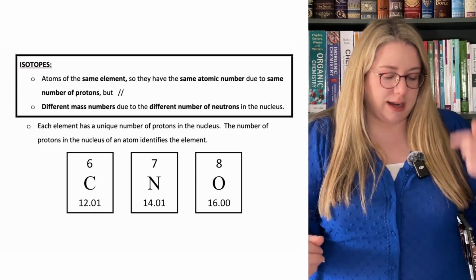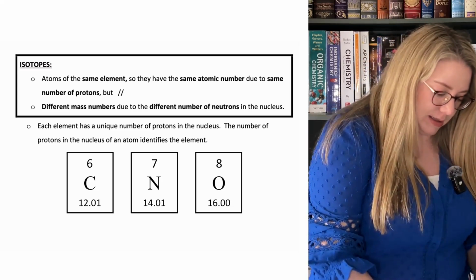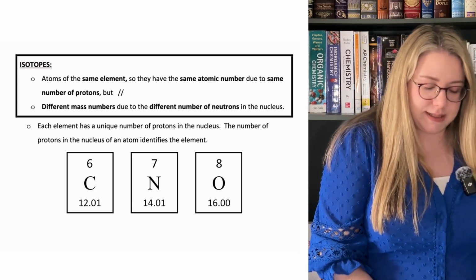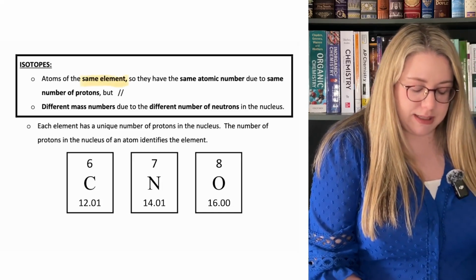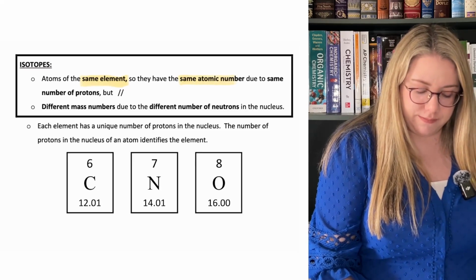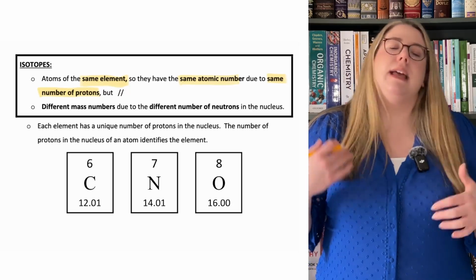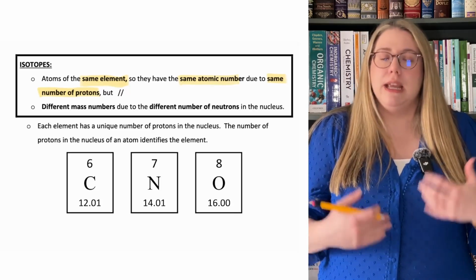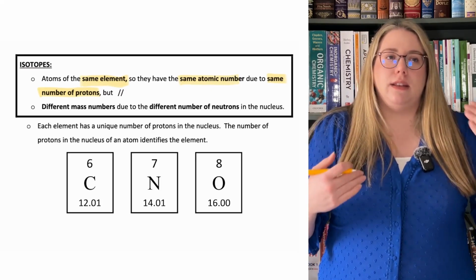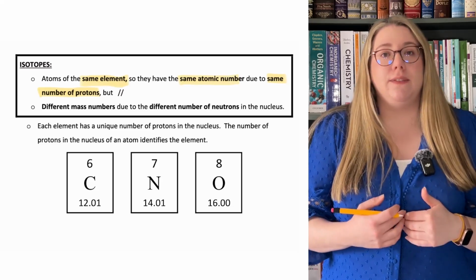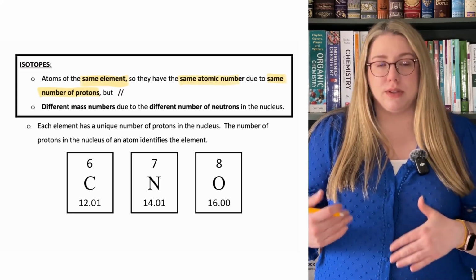Right, so if we look at our iPad, your definition for what an isotope is: they are atoms of the same element. Now I'm going to highlight what's important here. So atoms of the same element, they have the same atomic number due to the same number of protons. Now that's really important because they are atoms of the same element, which means they have to have the same atomic number. If the number of protons in the nucleus is different, well then you are dealing with different elements. And we'll talk about that in a second down at the bottom of the screen.